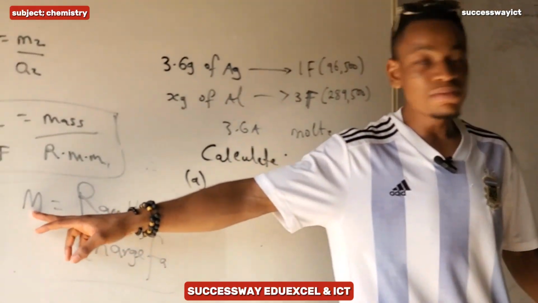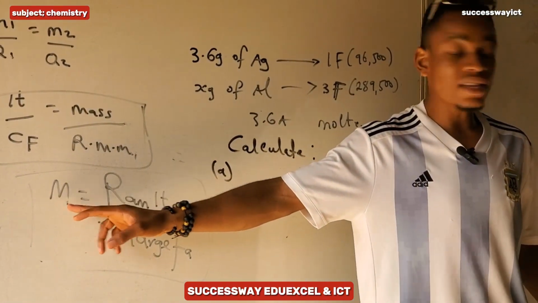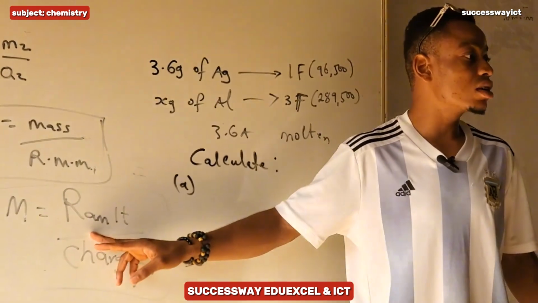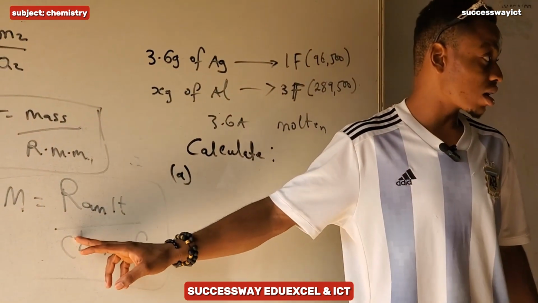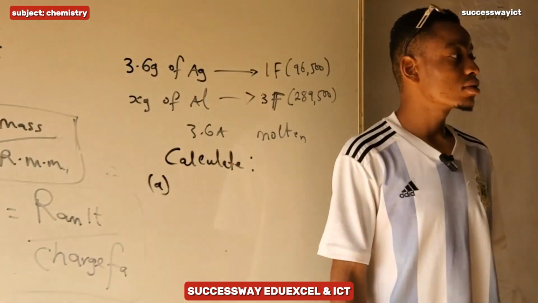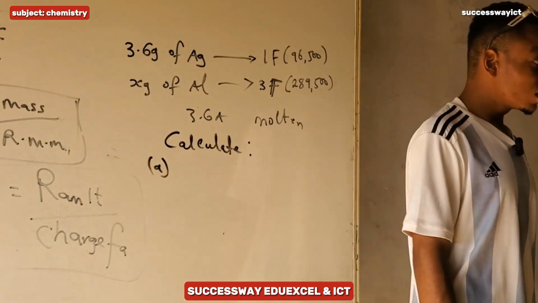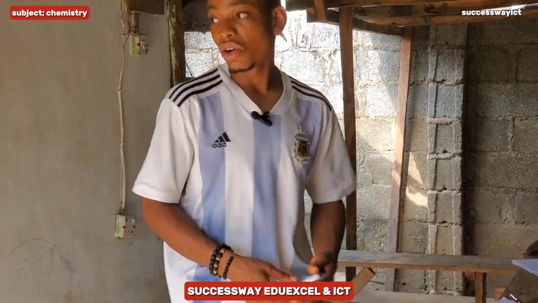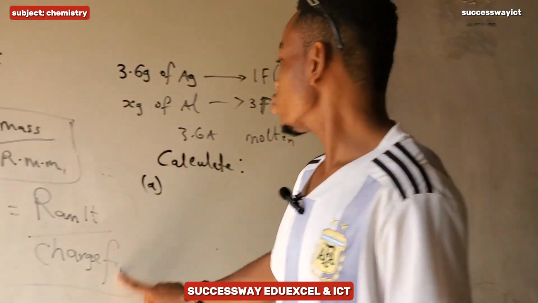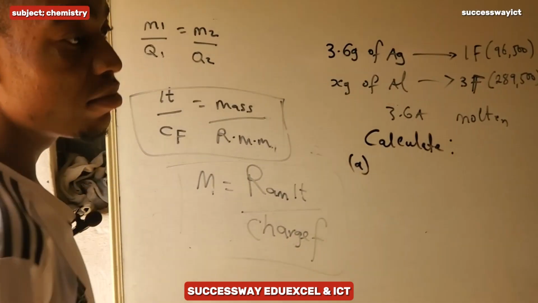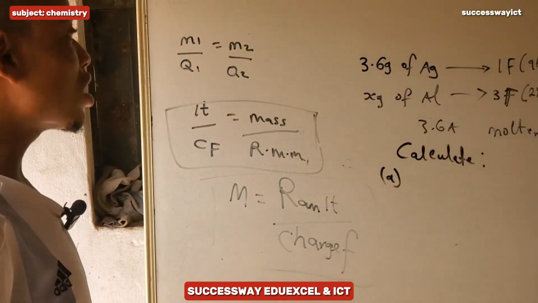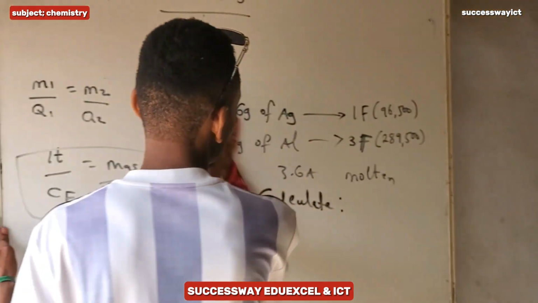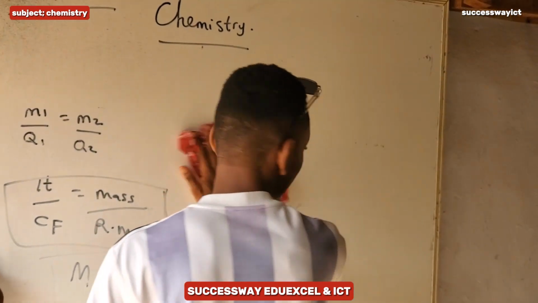If you apply this formula, this means mass of the metal over RAM IT. This RAM is the relative atomic mass of that metal, times current times, over the charge, the quantity of charge. That is what they call Faraday, or you can just call it F. It's the same thing. Do you understand? So which one should we start with? Let's use the first formula. So read the question now.